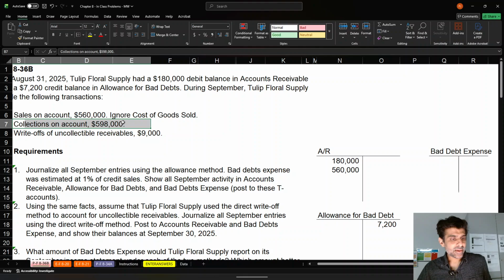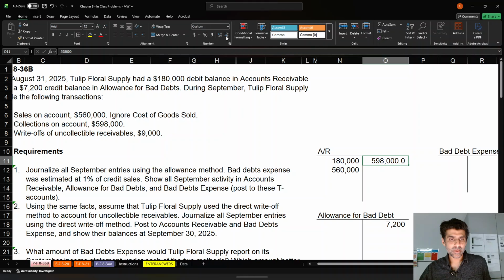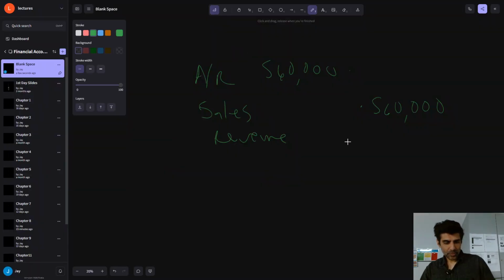And they collected 598,000. Remember, they started with 180,000, they added 560,000 throughout the period, and throughout the period they're going to collect 598,000. That's going to be of the form cash 598,000, accounts receivable 598,000.